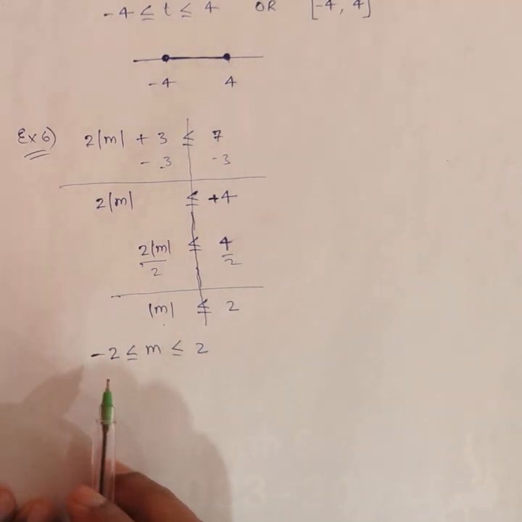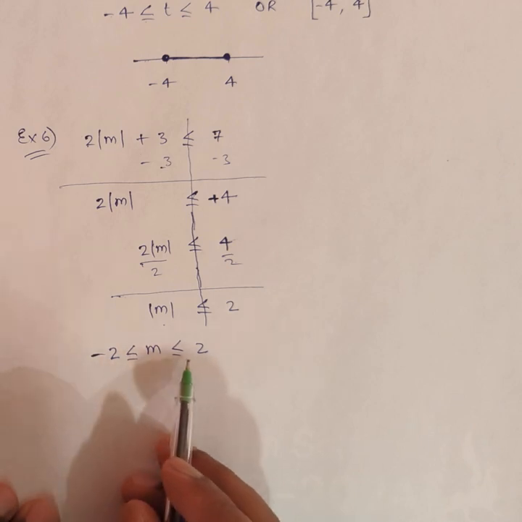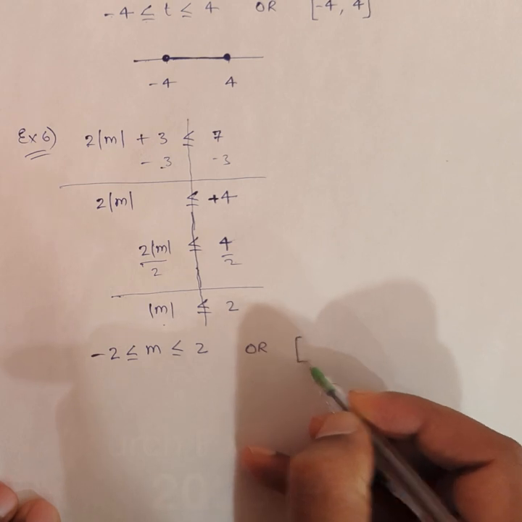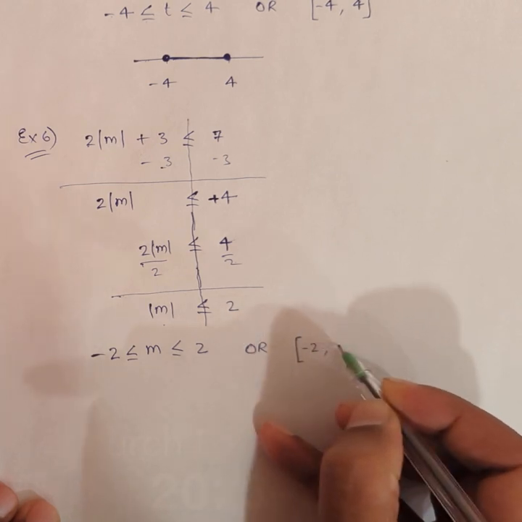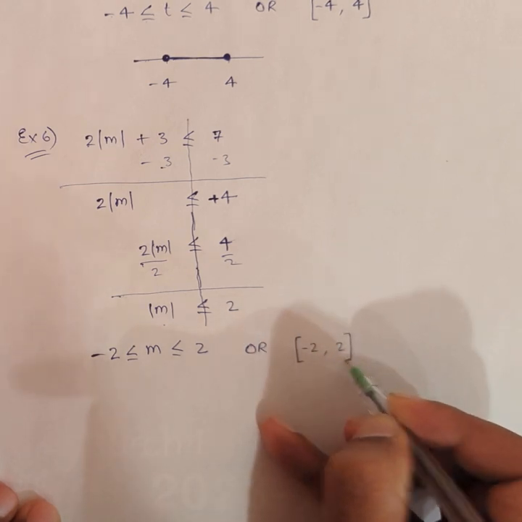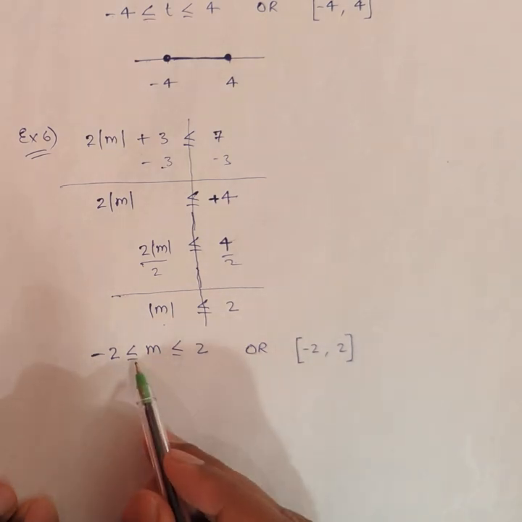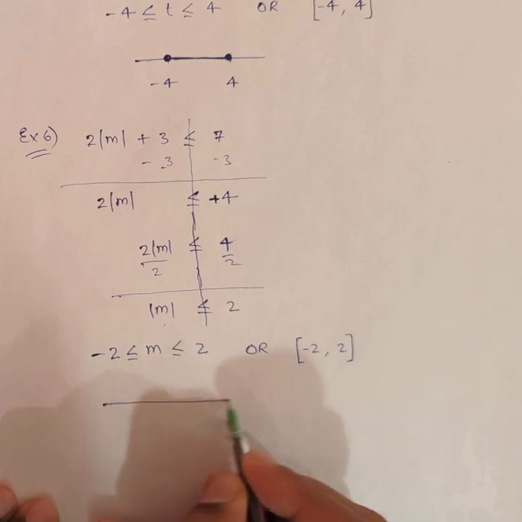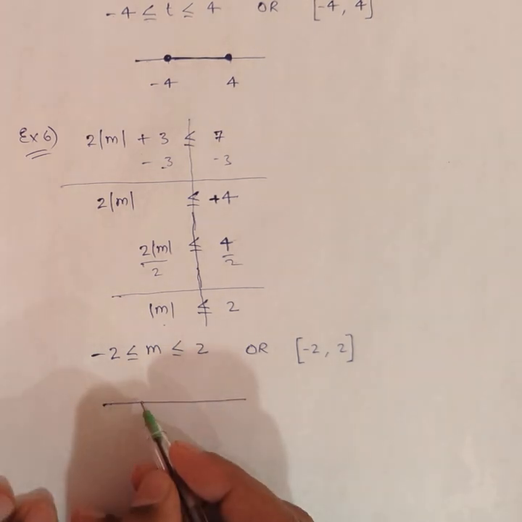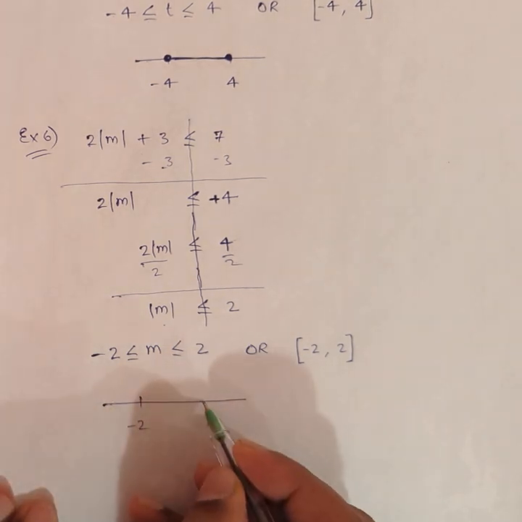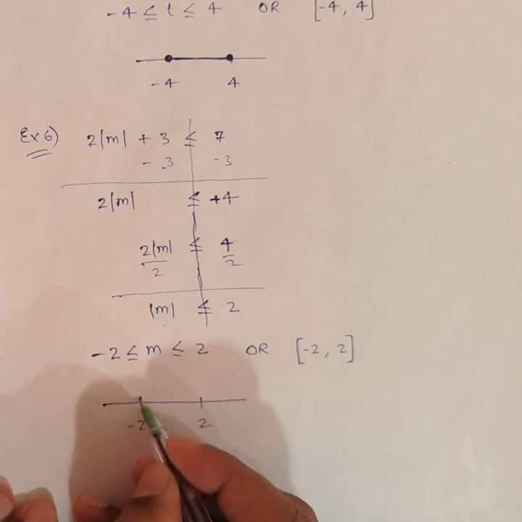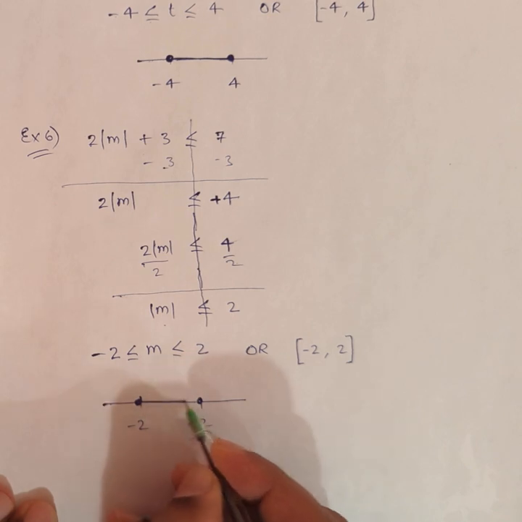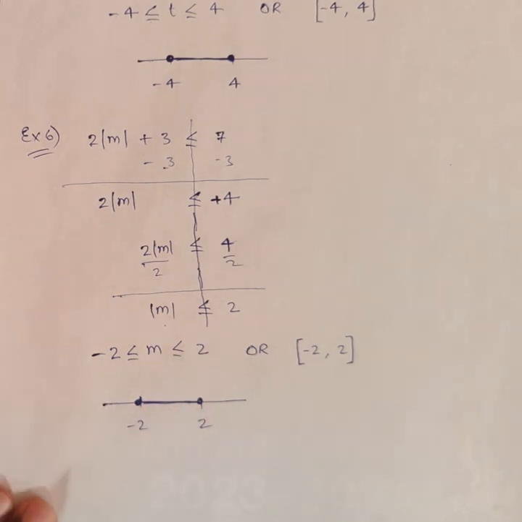So negative 2 less than or equal to m less than or equal to 2. Or using interval notation, I'll be using closed interval negative 2 to 2 because the boundaries are included. And the graph will also show that we are including the boundaries negative 2, positive 2. So that's the graph.